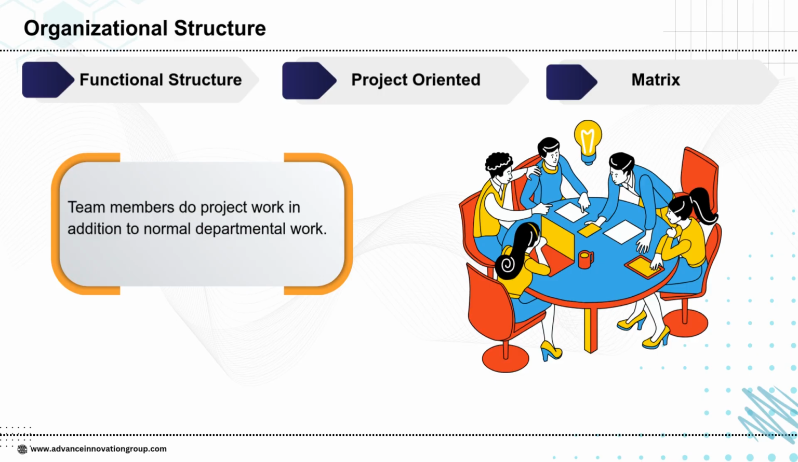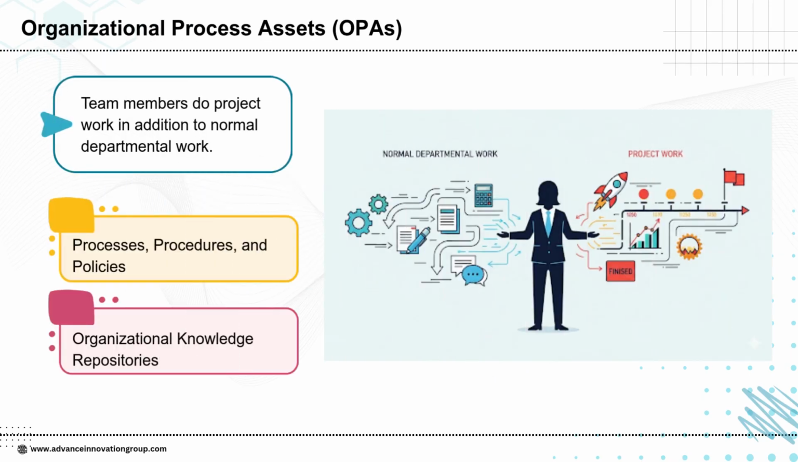Organizational process assets are the internal resources and knowledge that organizations build over time to support their projects. They include things like processes, procedures, and policies that guide how work should be carried out, ensuring consistency and compliance across different projects. They also cover organizational knowledge repositories, such as databases, lessons learned, templates, and historical project records, which provide valuable references for future projects.